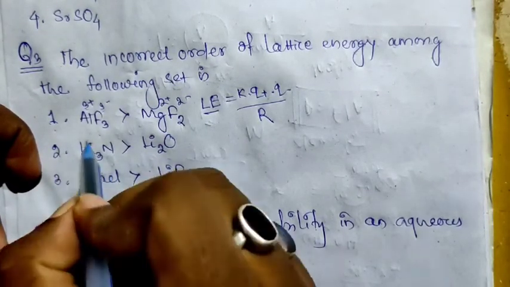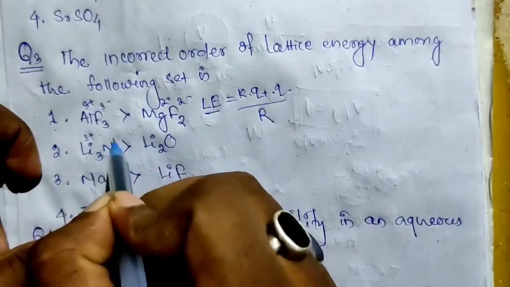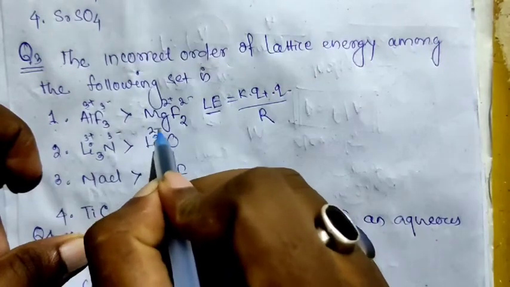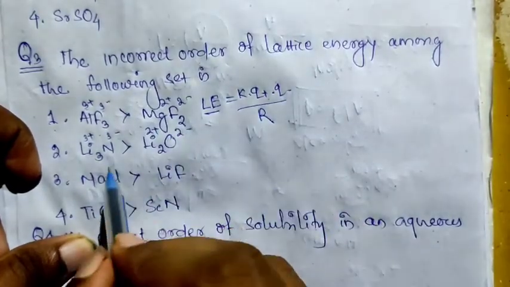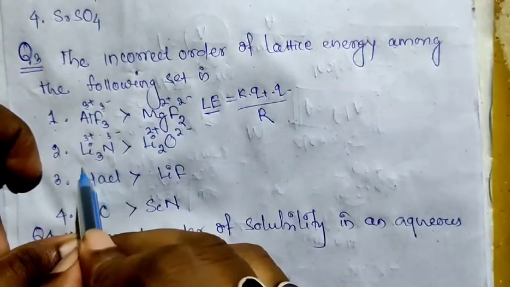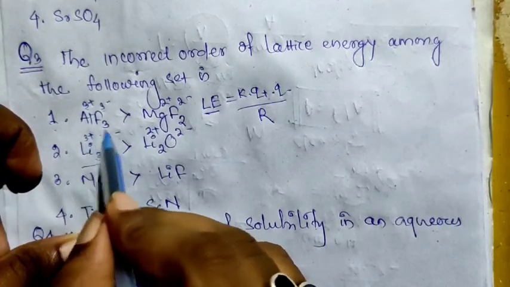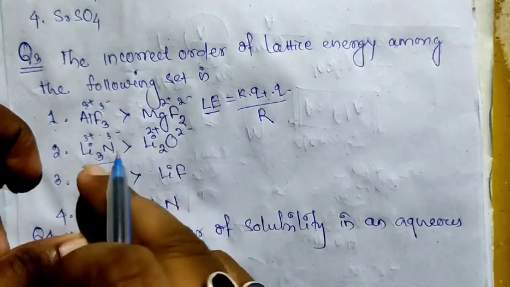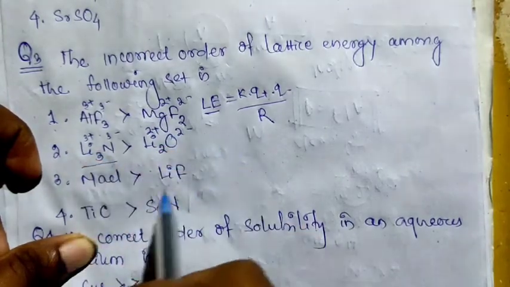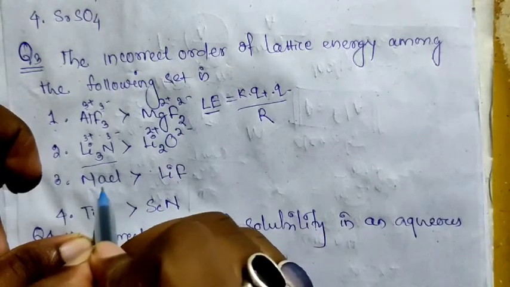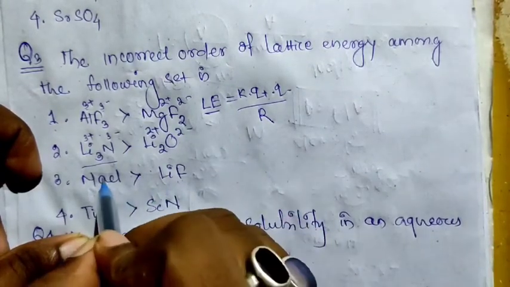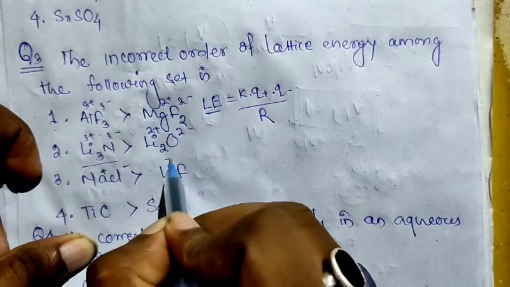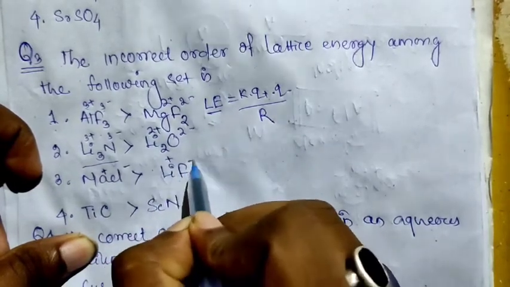In the second option, lithium has 3 plus and nitrogen has 3 minus ion. Similarly, lithium has 2 plus and oxygen has 2 minus ion. So here also this compound has more magnitude of charge, so it has more lattice energy. So this statement is also a right one. Now in NaCl and lithium fluoride, sodium has positive charge and Cl has minus charge. Similarly, lithium has positive charge and fluorine has minus charge.